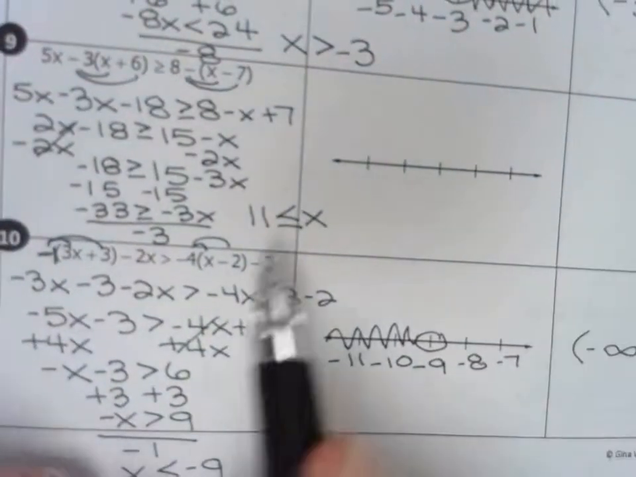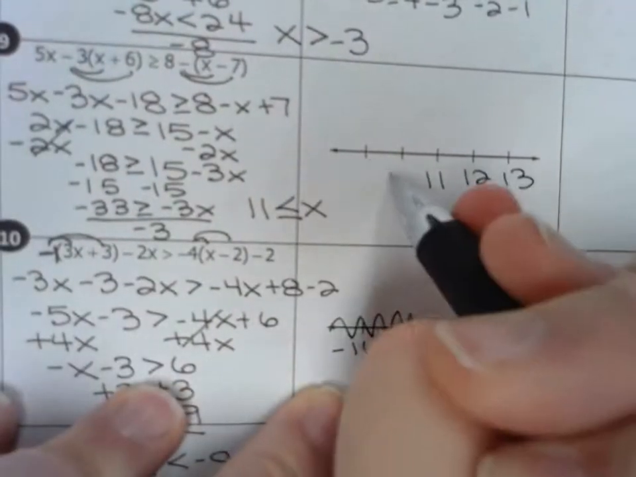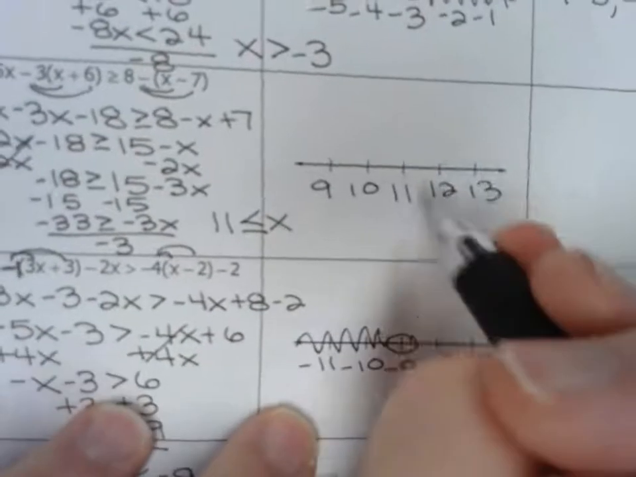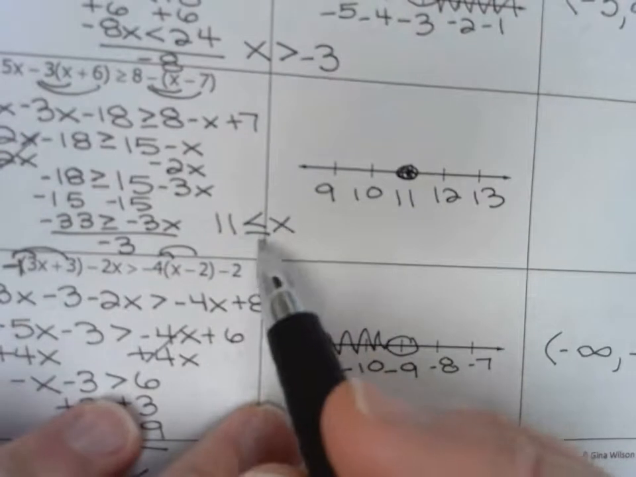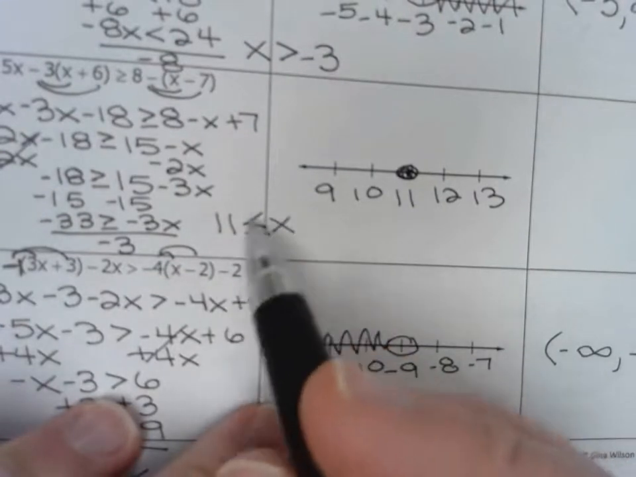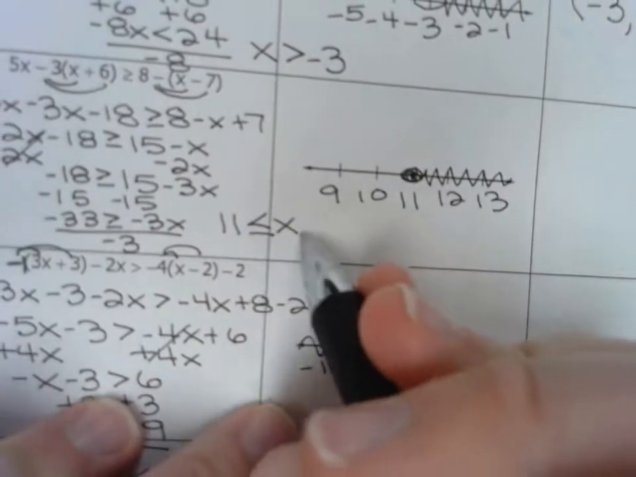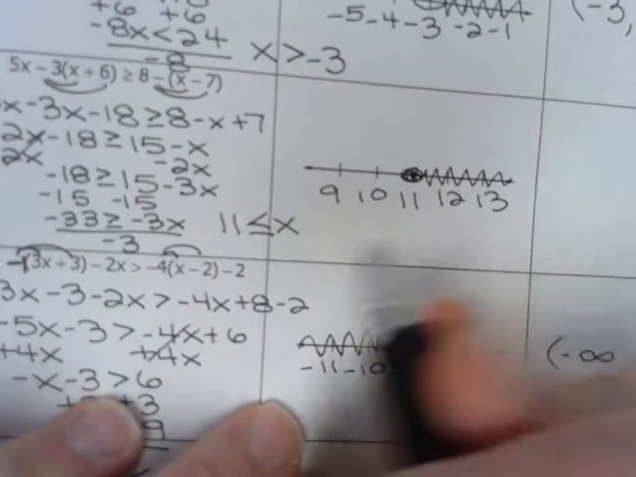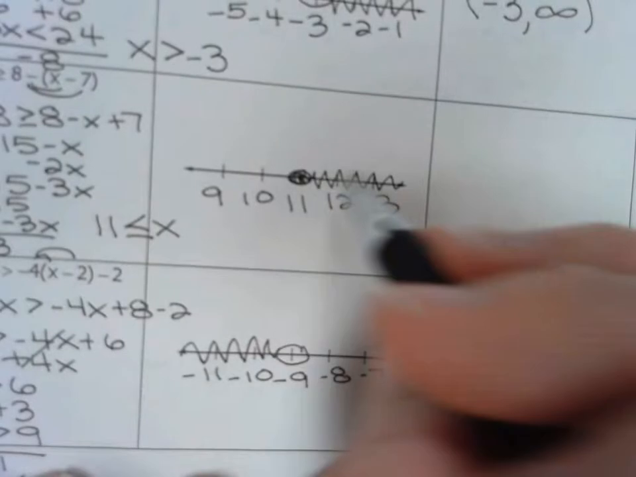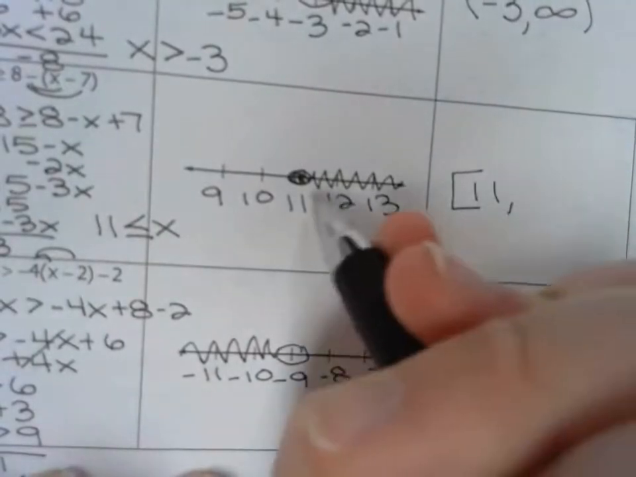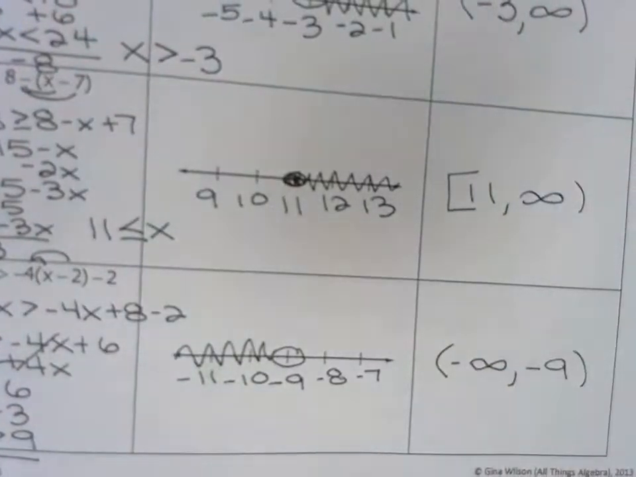Now be careful. When x is on the right side, you need to be careful. So let's put 11, 12, 13, 10, 9. It's still a filled in circle, but you have to read your variable first. X is greater than or equal to 11. So since x is greater than or equal to 11, we shade to the right. So even though it looks like less than, x is greater than or equal to, so I shade to the right. I want numbers greater than or equal to 11, so I shade to the right. Interval notation, start from the left. It's a filled in circle, so that's a square bracket at 11 to infinity, which is always parentheses.